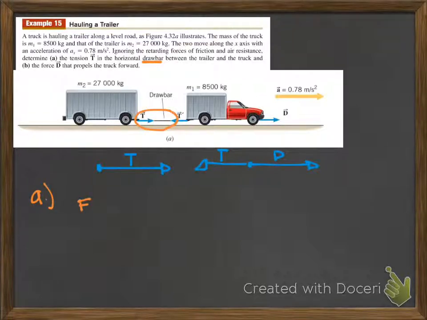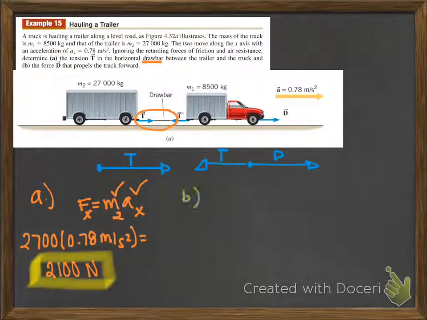So first we'll draw the forces being acted on these objects, and notice that we have to find the tension of the drawbar. We know the masses of each and the acceleration, so that brings you to think of the force equals mass times acceleration equation. This is on the x-axis, and because it's talking about the drawbar, the mass has to be the mass of the trailer, so mass 2. Doing this, you get a force of 2,100 newtons.